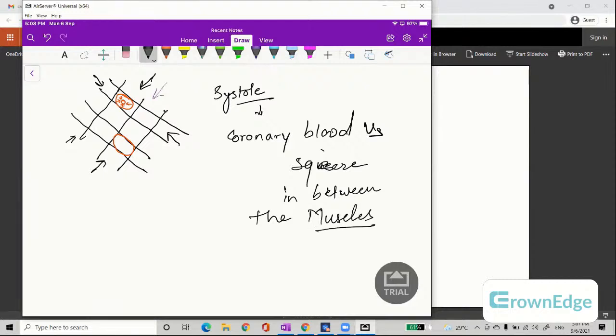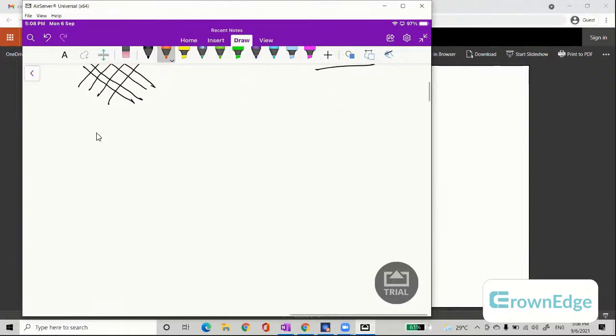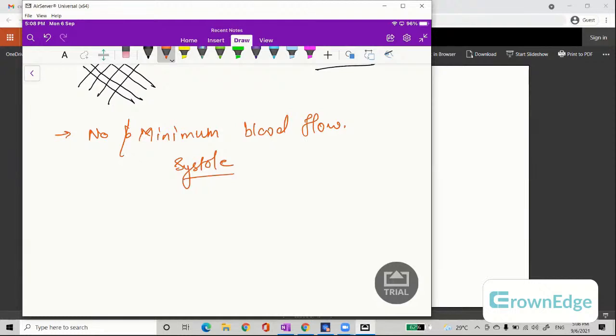Whenever the muscles contract like this, the next thing will be like this. During the systole, the muscles contract, and that's why these blood vessels almost obliterate, so there will be no blood flow, or a very minimum amount of blood flow, during the systole.